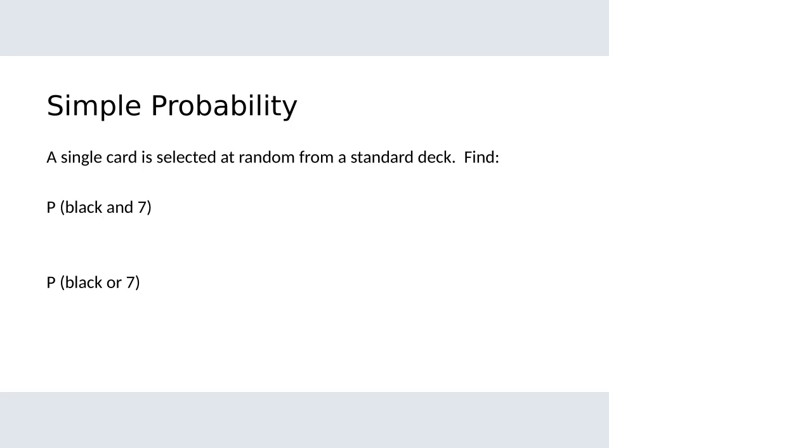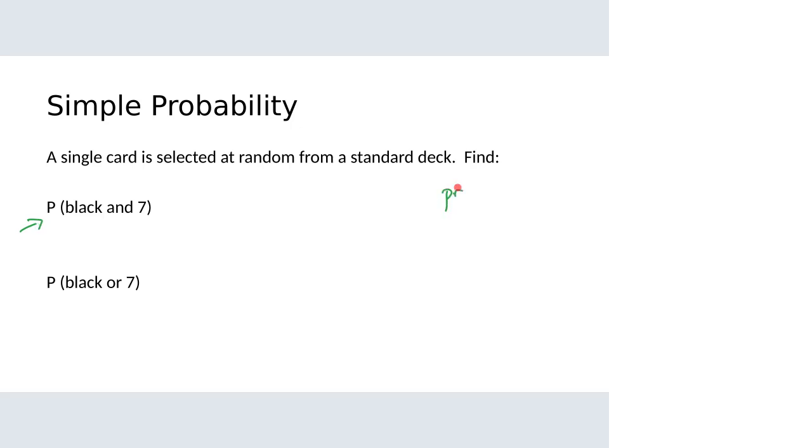A little more involved would be probability questions involving a deck of cards. Dice and cards are great setups for probability questions. And a single card is selected at random from a standard deck. Our first question here says, find the probability of getting a card that is black and a 7. A little bit of knowledge of a deck of cards here is helpful. If you need to jot some things down on your page of notes, you absolutely can.